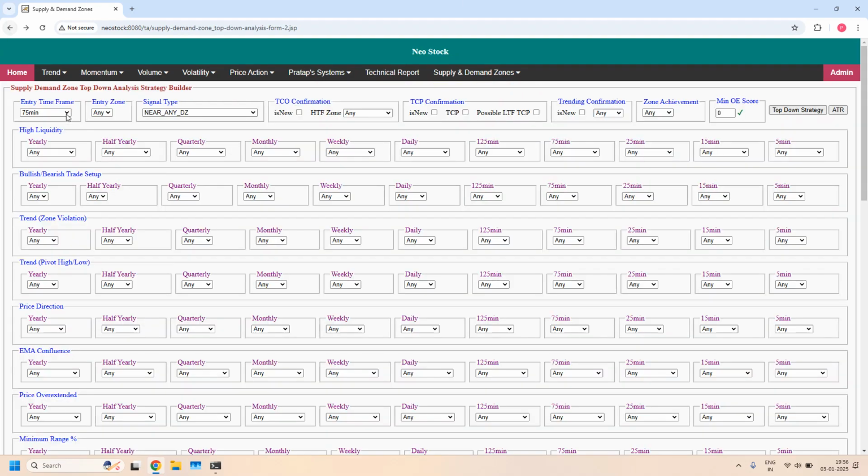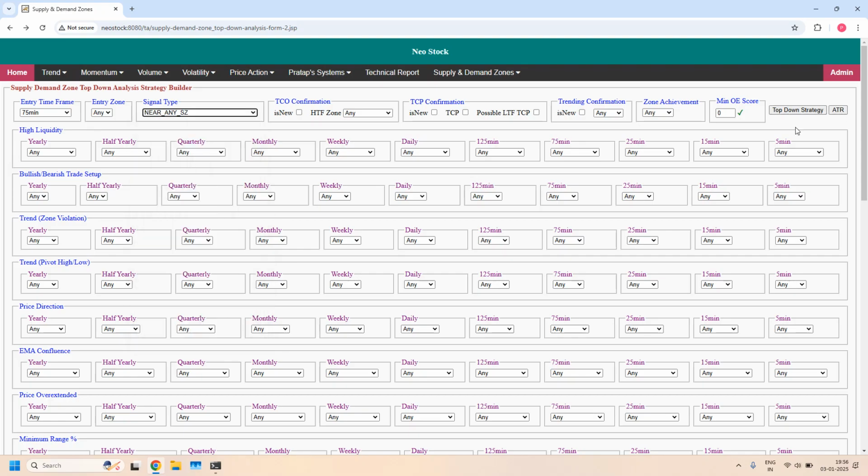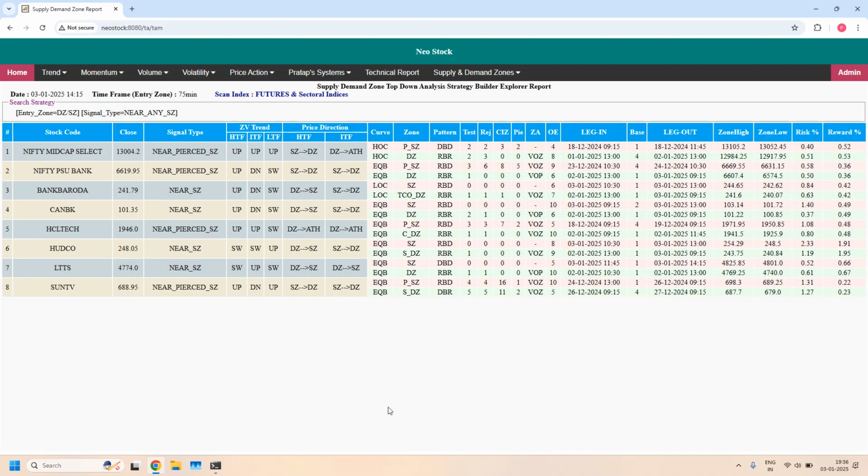Okay, next 75 minutes time frame. Stocks near 75 minutes supply zone. We got 8 stocks. Let us identify high liquidity zones from this list. We don't have any high liquidity 75 minute supply zones from this list.